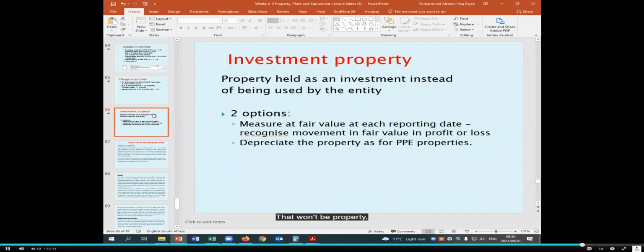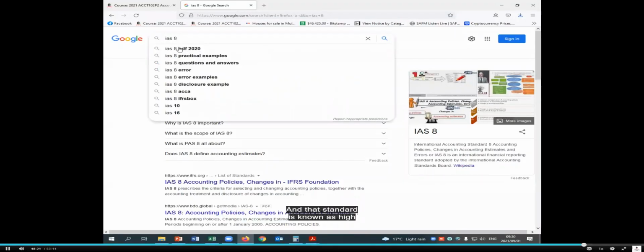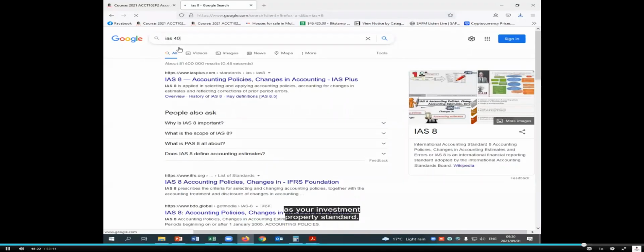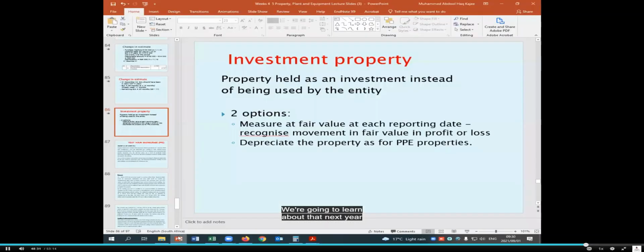That won't be property, plant, and equipment, IAS 16. You will use a different standard, and that standard is known as IAS 40, your investment property standard. Again, not going to learn about that this year. We're going to learn about that next year in Accounts 2 if you make it. You have to pass Accounts 1 or 2, otherwise you have to do it again.